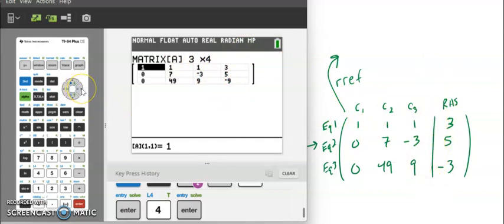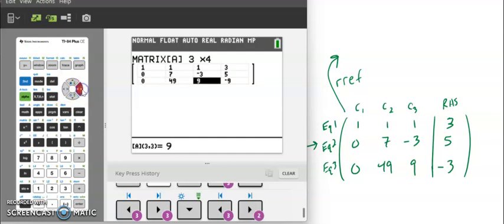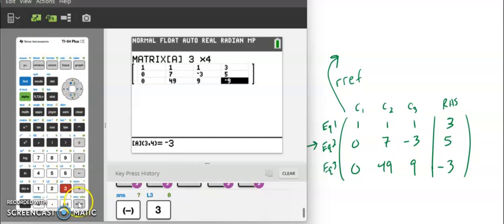So let's double check what we have here. 1, 1, 1, 3. Good. All right, let's go over to here. 0, 7, -3, 5. Good. And then 0, 49, 9. All right, it should be a -3 here, not a -9.